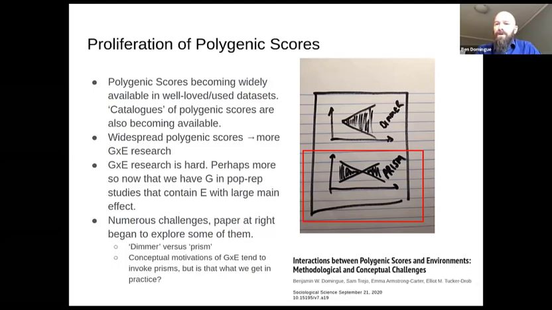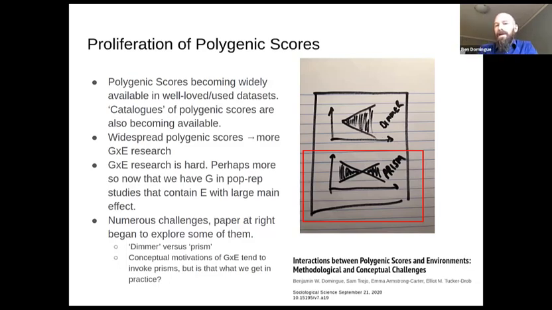The paper at the bottom right there was published recently, and this was a first look at some of the challenges that we were thinking about in G/E research. In particular, that paper started to describe what we call dimmers and prisms. And I have a hand-drawn typology at the right. So a prism, the idea here is an optical prism that inverts an image.